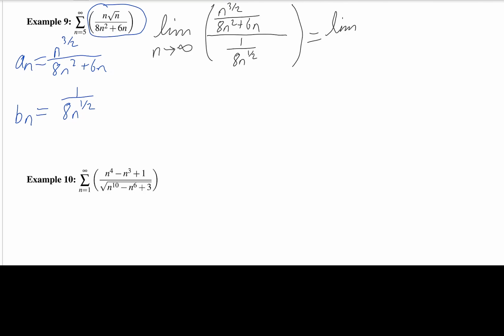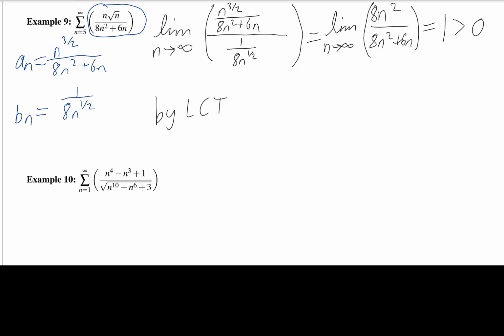Well, that'll be the same thing as the limit as n goes to infinity of n to the 4 halves, which is n squared, over 8n squared plus 6n. And then L'Hopital's rule, sorry, this should be 8n squared up here. L'Hopital's rule would give us that this is equal to 1. This is greater than 0 and finite, so that tells me that by the limit comparison test, both will diverge since our b sub n series diverges.